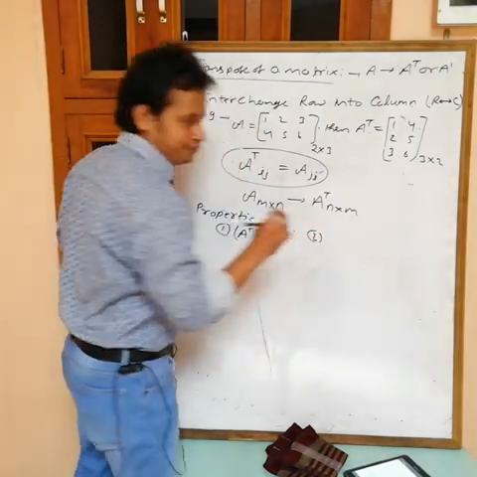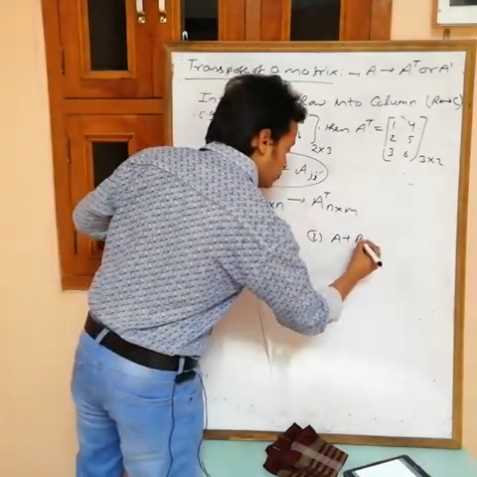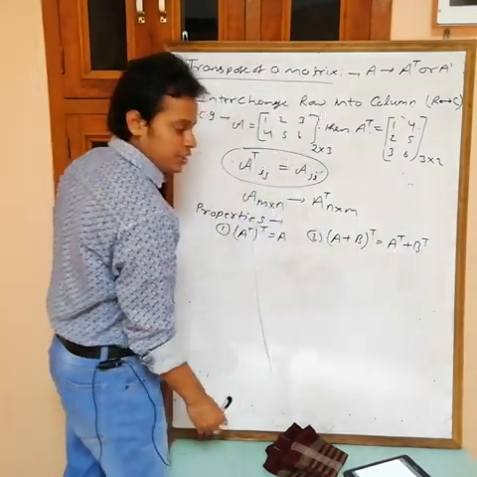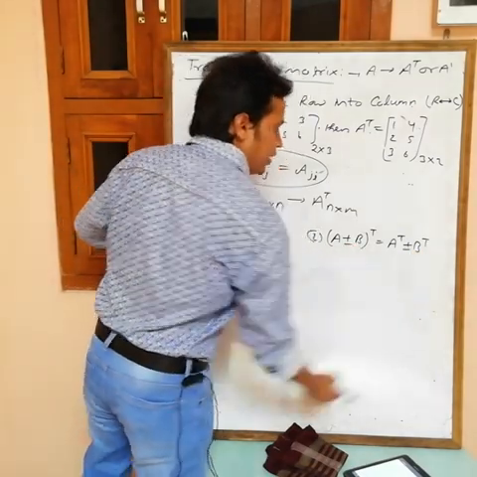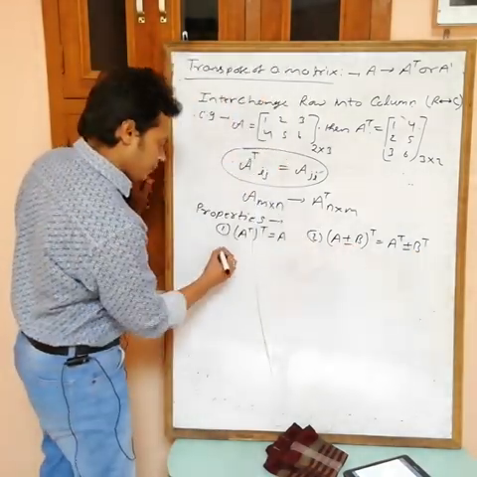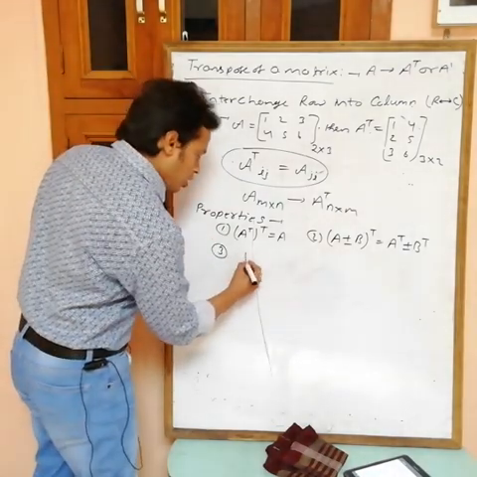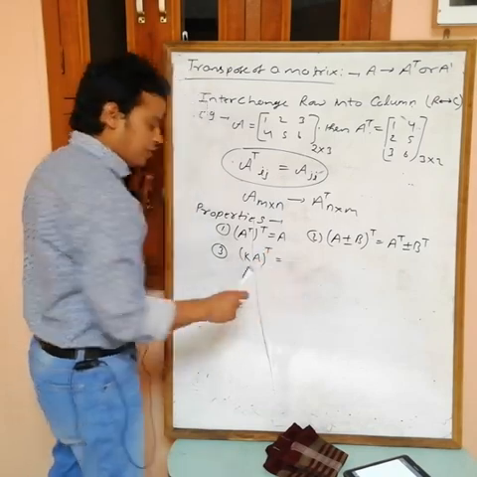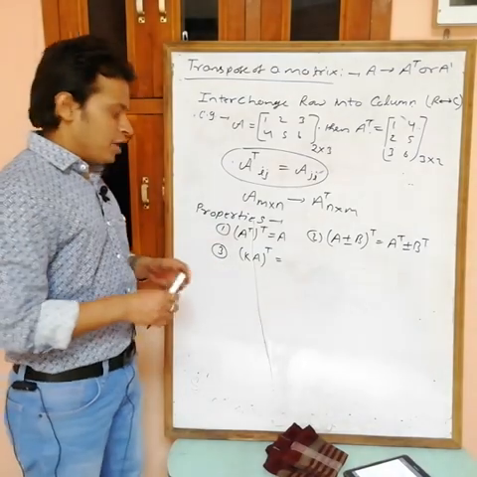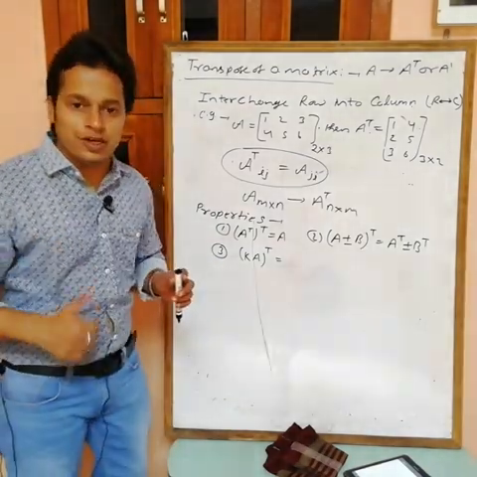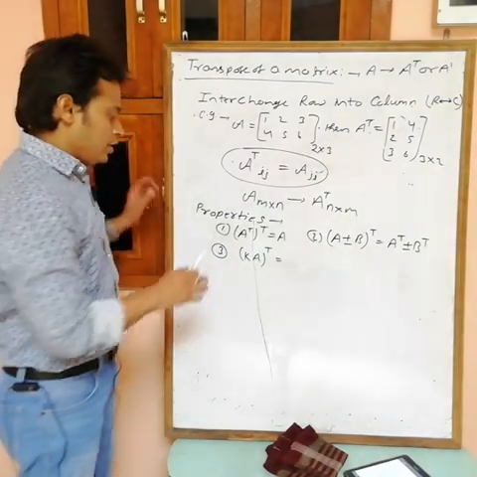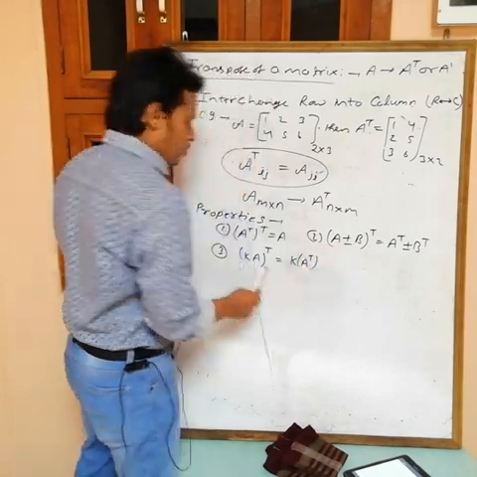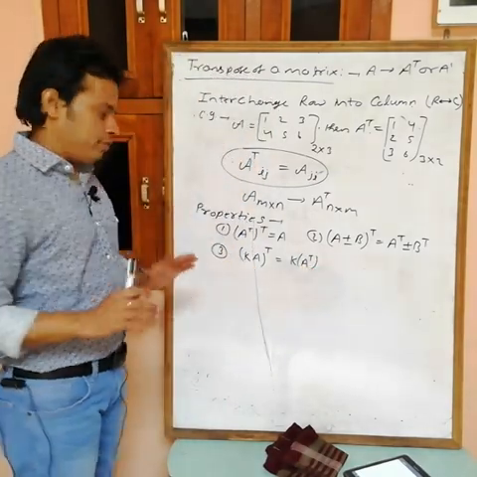Okay, second thing, A plus B transpose is equal to A transpose plus B transpose. A minus B transpose is equal to A transpose minus B transpose. Okay. Third one, if you want transpose of K into A, where K is any constant. How to multiply any constant with matrix? Just multiply that constant by all the elements. Then transpose of K into A is equal to K into A transpose. It means you can write the constant term outside, no problem.